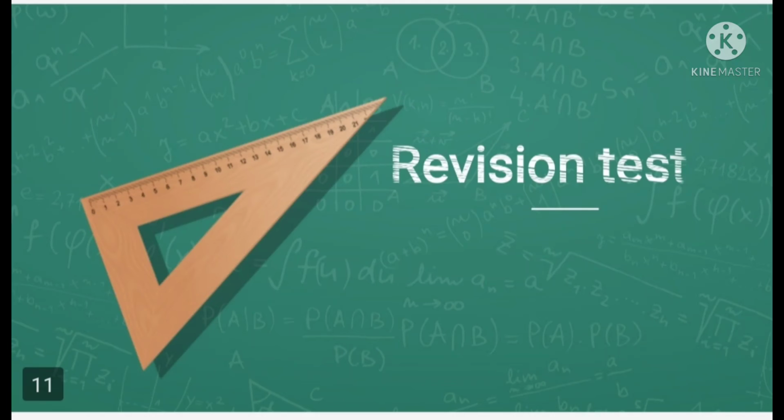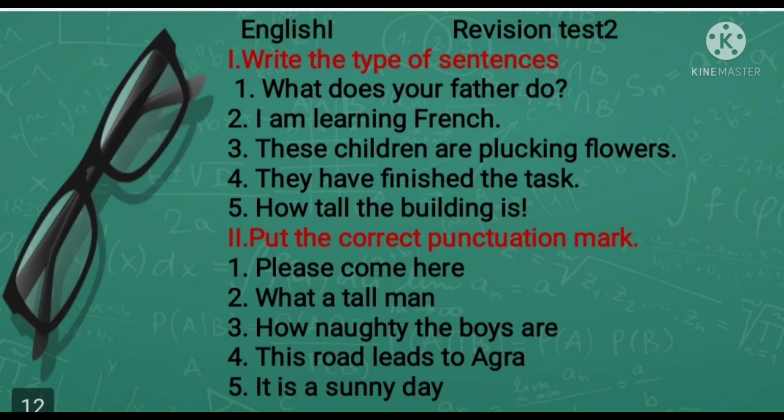I hope you have revised your chapter properly now. Let us move on to the revision test paper. You have to do this revision test paper in your copy. Revision test paper 2. First question is, write the type of sentences. In question number 1, you are supposed to tell the type of sentence.